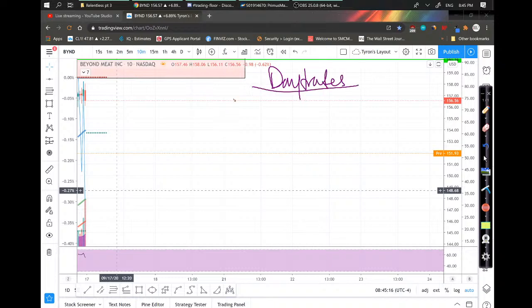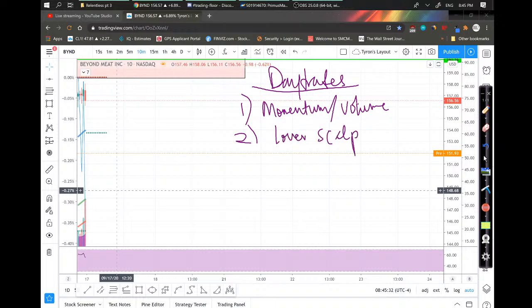Okay, now for day trades, generally speaking, you are also looking for momentum and volume. Your position size is lower than a scalp, okay? And when I say lower than a scalp, it means you're going to go lighter than your scalp position.